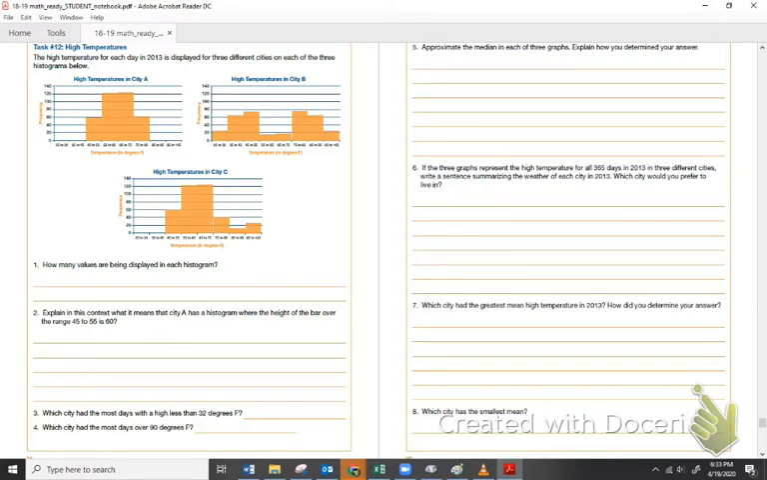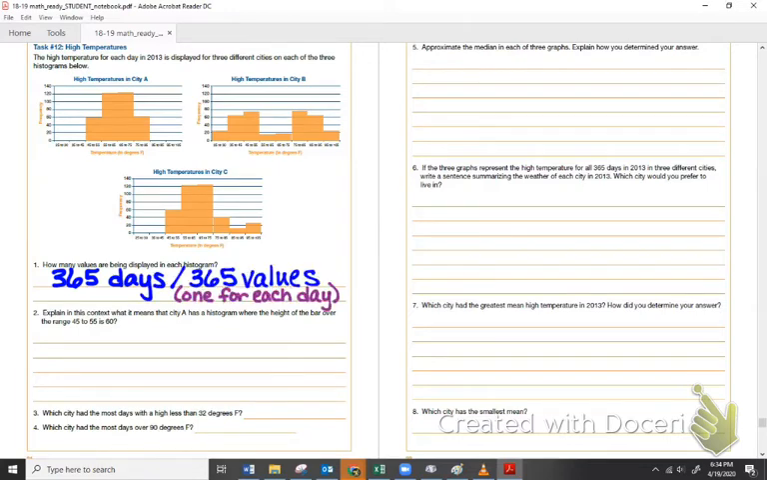If you were paying attention when we read through what these are histograms of, hopefully you will have noticed that this is the high temperature for each day in 2013. So that means that they are displaying 365 days or 365 values.